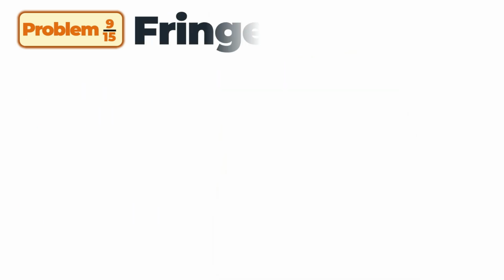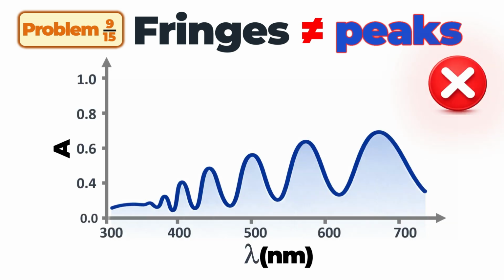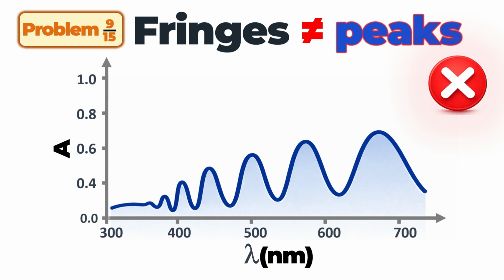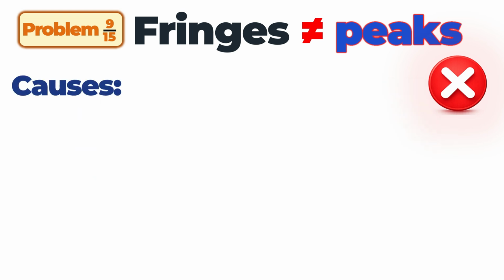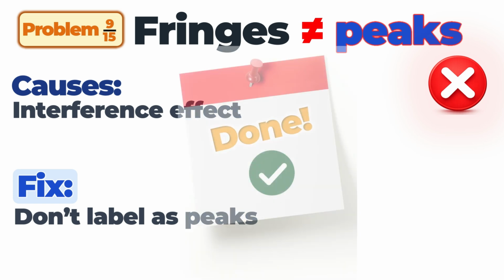Problem 9. The fake peaks. Those sinusoidal wave types are not real absorption bands. They are interference fringes from the film thickness. Use them to calculate thickness, but don't label them as electronic transitions.